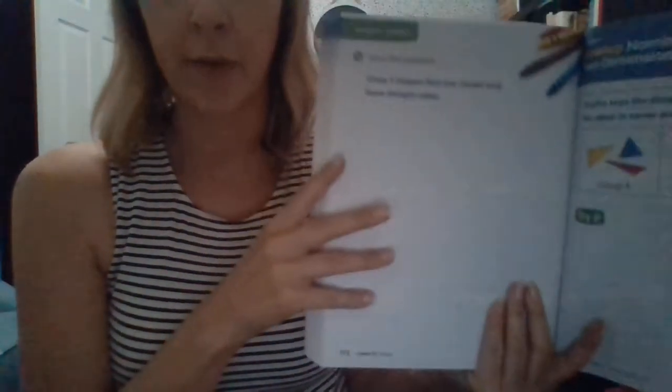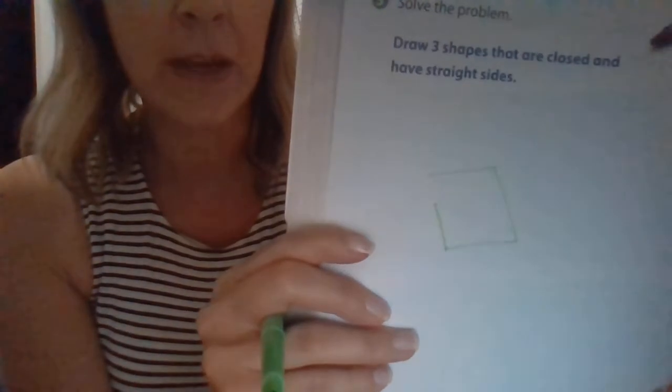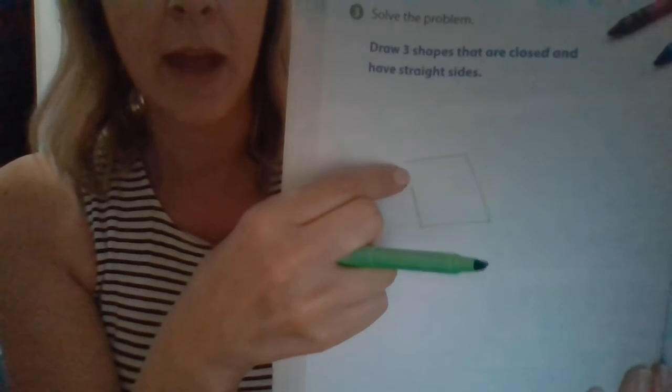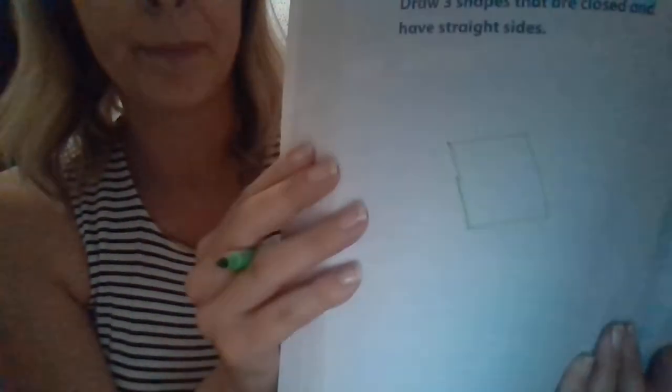Okay, and then on the back, they're going to do this on their own. It says draw 3 shapes that are closed and have straight sides. So a lot of people might not have heard there's closed and open shapes. So if I drew that, that would be an open shape. It's not closed. There's a little spot that's not connected. So that's what they mean by closed, is all the sides would connect together like that.